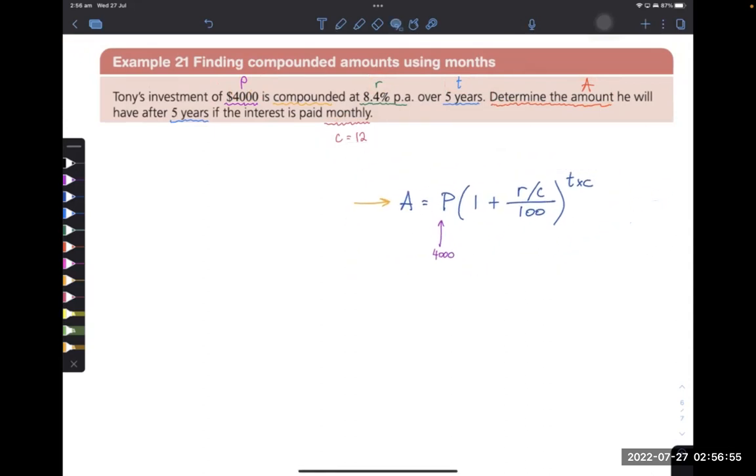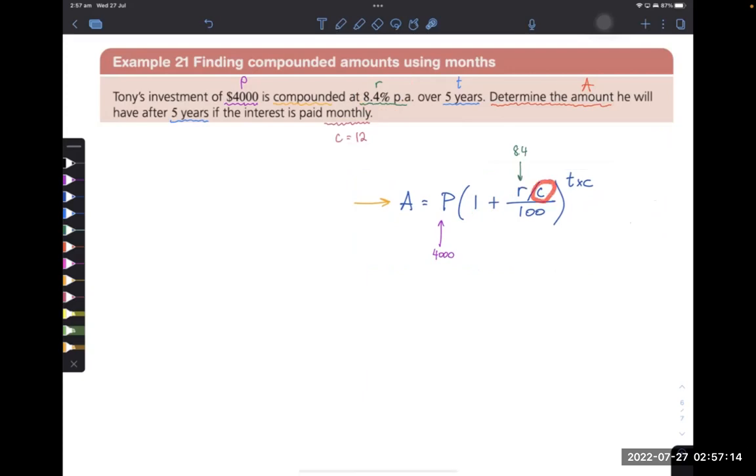Just take this a bit down further. We see 1 plus, they're just numbers. We're looking for our R now. You can see it's 8.4. So we're going to take 8.4 and put that in. We're going to substitute it later.